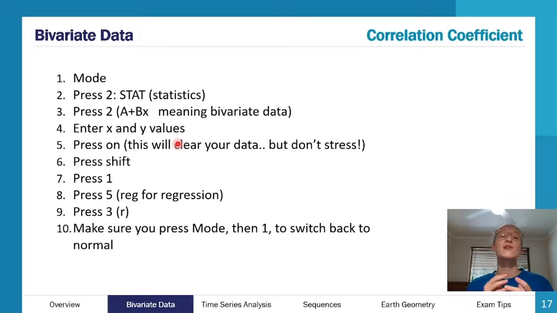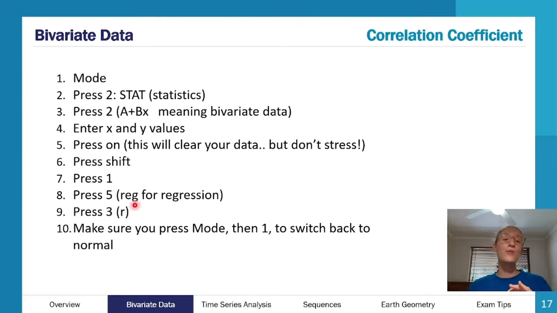And then you press on, and this will clear your screen, but don't stress. It's all part of the process, and the calculator does have your data stored in its memory. The next few steps, you do need to remember a little bit as well. You press shift, and then you press 1, and then you press 5. And the option for 5 will say reg, and that's short for regression. And we're doing regression analysis, so that's the type of data analysis that we're doing. And then the option for 3 will be R, which is the correlation coefficient. So then you press 3 for R and then equals, and it will give you a correlation coefficient.